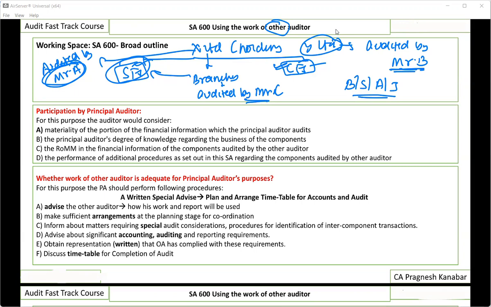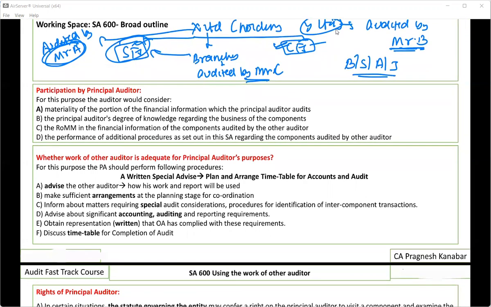Now, how many questions can they ask with respect to SA 600? First one is, you need to act like a principal auditor. Mr. A, you need to act like a principal auditor. Look at this. For this purpose, the auditor would consider, which means you should have knowledge of the business of the components. This branch, subsidiary, associate, joint venture, they're called components. You should know how much the materiality level of the financial information of the components is, and how much importance needs to be given. So you need to act like a principal auditor.